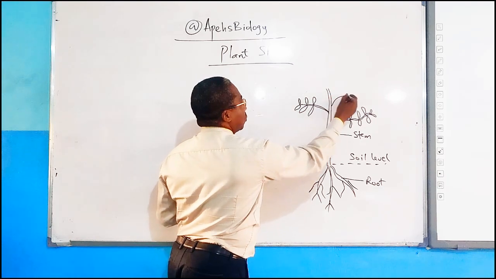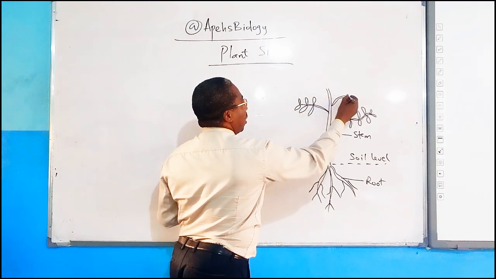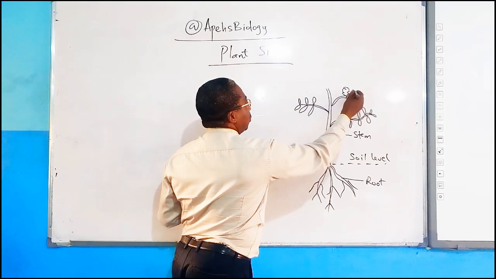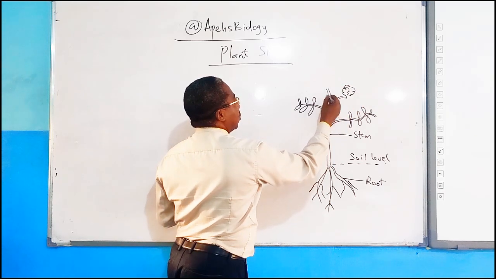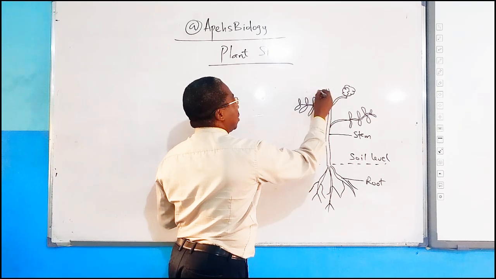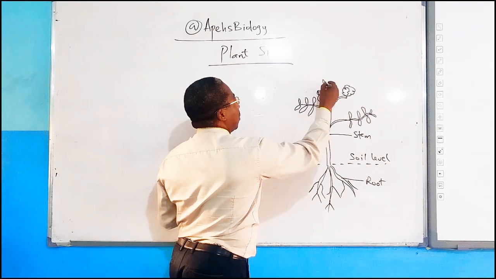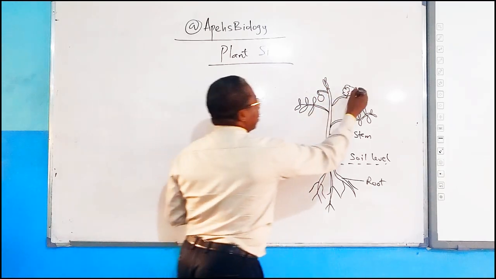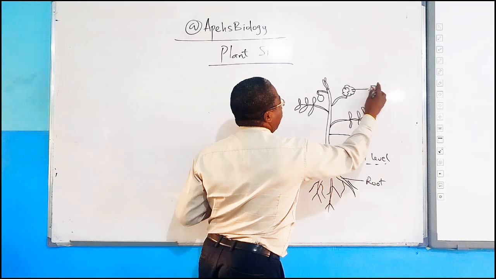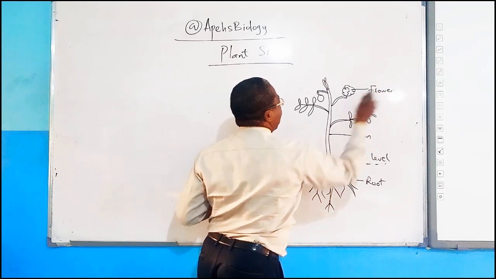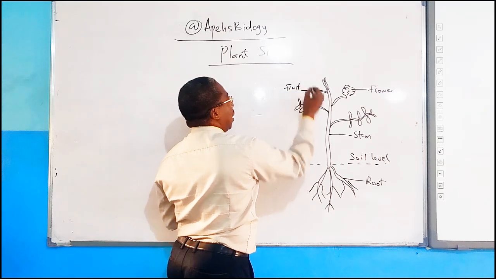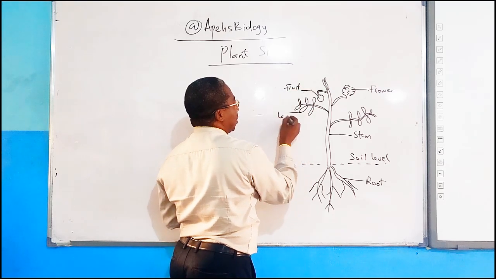Still on the stem, you can also see that some plants will have beautiful flowers on the stem, like that. Use that to represent the flowers. And then you can also see that on the stem, you can have fruits hanging. And then the terminal part of the stem will be there like that. So you see, this will represent our flower, a typical flower. And then this structure here will represent our fruits. And of course, these ones will represent the leaf.